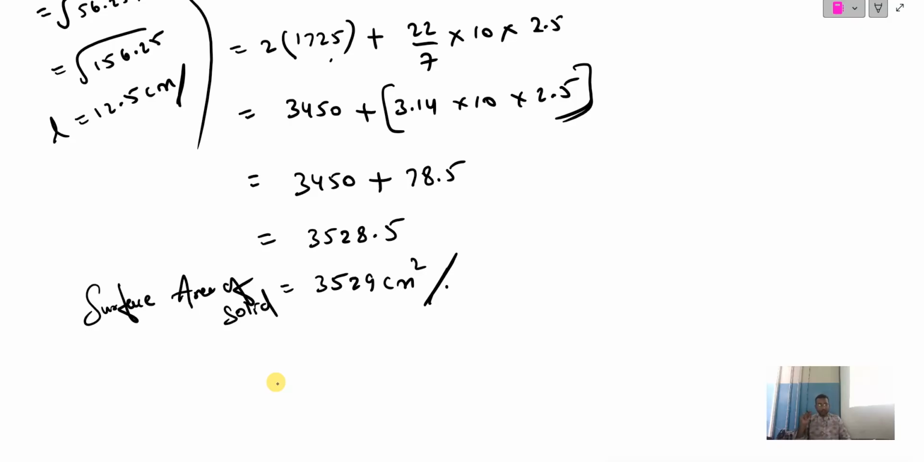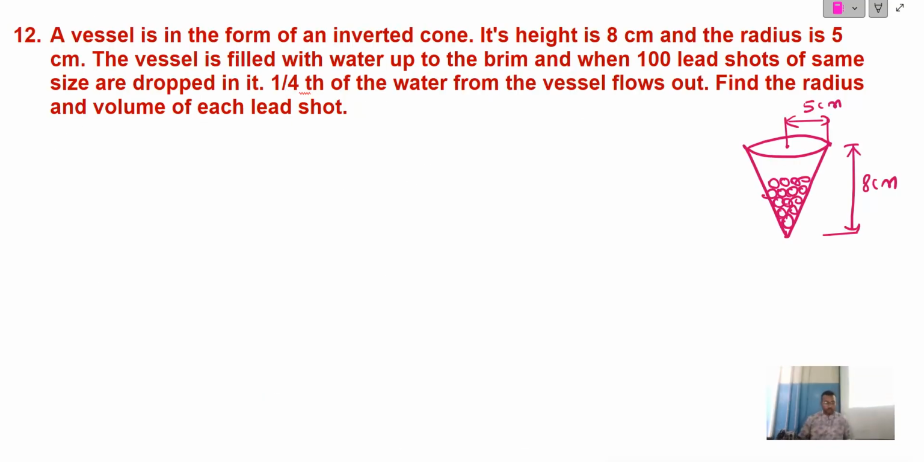We have a vessel. You can see this vessel is in the shape of a cone. It is made in the form of a cone. Its height is 8 centimeter. They have given the dimensions. The total height of this vessel is 8 centimeter, and they have given the radius. The radius of this is 5 centimeter.